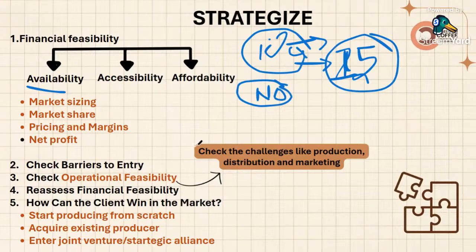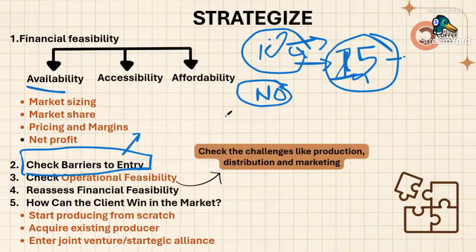Now after that, you need to check for the barriers to entry. In this step, you need to understand what the different barriers were, and then you deduct accordingly, that 15 was too much. Then based on the barriers, I'll be deducting this.